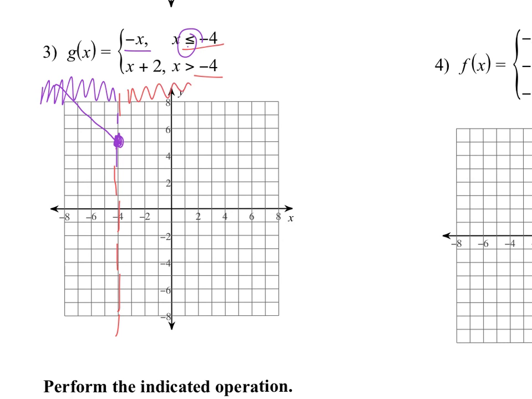All right, then we look at above -4, so x plus 2. I'm going to go like this. And that's an open circle at the boundary, with a solution to this graph that looks something like this.